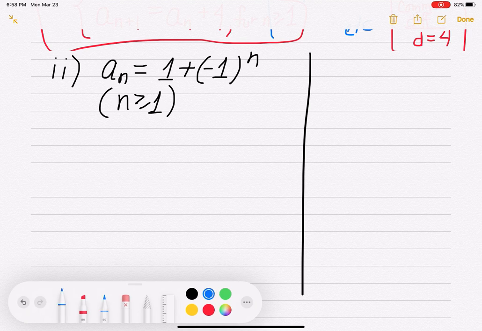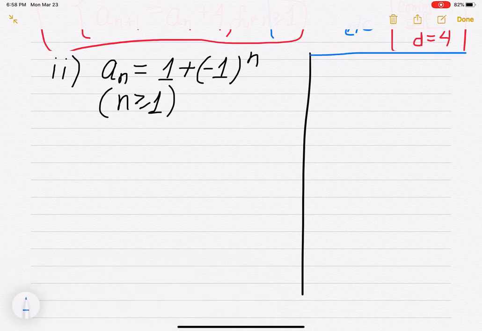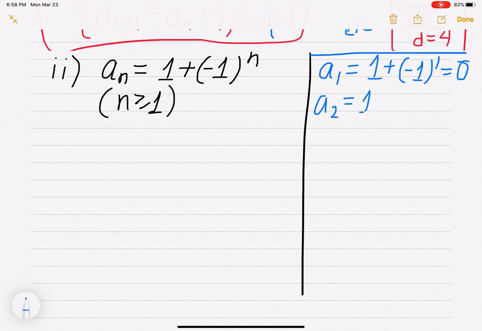So I want to start off by looking at some early terms. I'm going to start off with a1, right? 1 is the first input I can plug in for n. So a1 is going to be 1 plus (negative 1) to the 1st power. In other words, 1 plus negative 1, which is 0. So a1 is 0. a2 is going to be 1 plus (negative 1) to the 2nd power. In other words, 1 plus 1, which is 2.